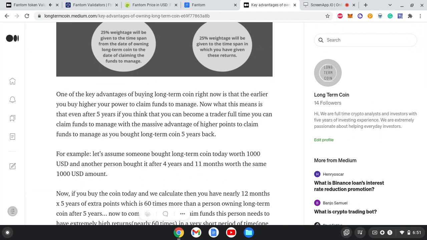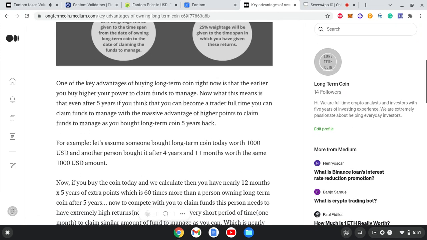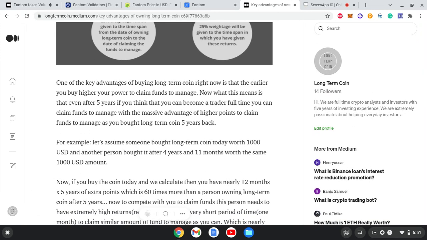So the earlier you own long-term coin, the lesser returns you can afford to give, and still you will be able to manage funds in higher amounts. It might sound a little hard to understand initially, but you can join our Telegram group and ask as many questions as you want to understand the protocol. Link for Telegram is available in the description. We will be happy to assist you.